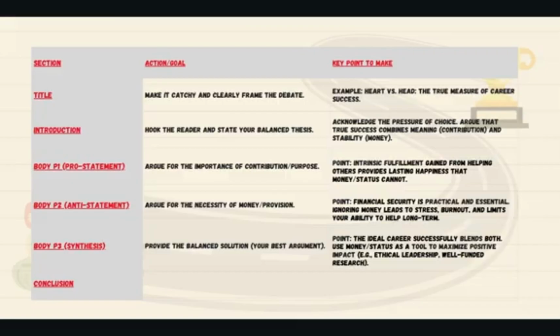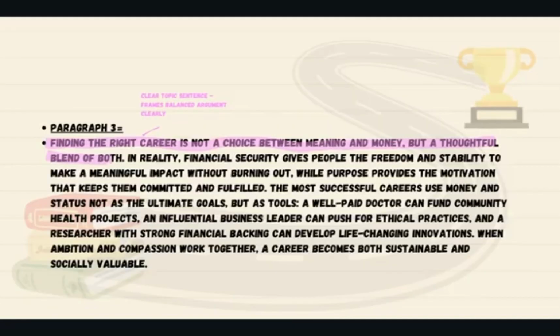The point we will make is that the ideal career successfully blends both, so we're going to use money and status as a tool to maximize positive impact. Examples of this are ethical leadership and well-funded research. If we look at our paragraph, it says, finding the right career is not a choice between meaning and money, but a thoughtful blend of both.